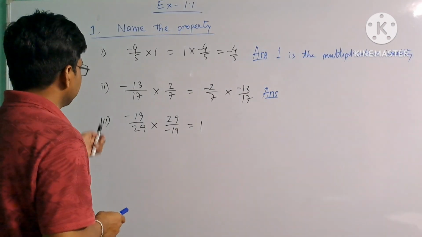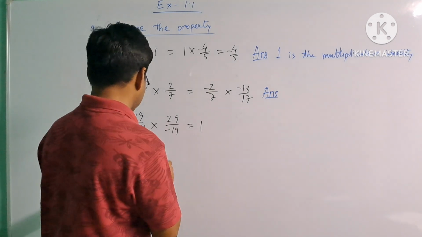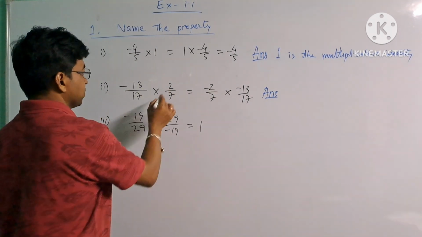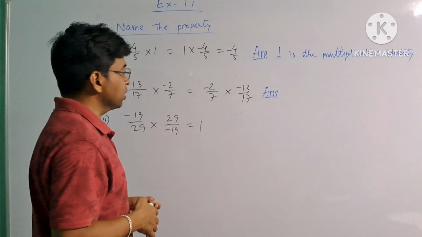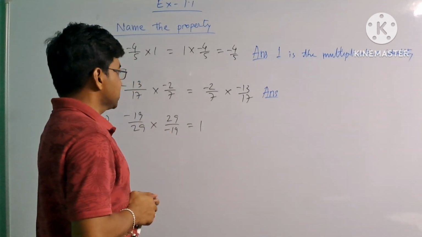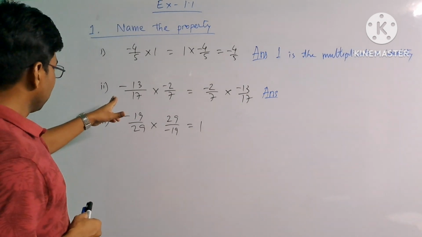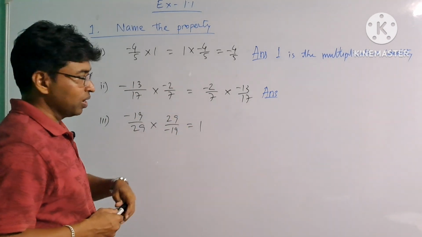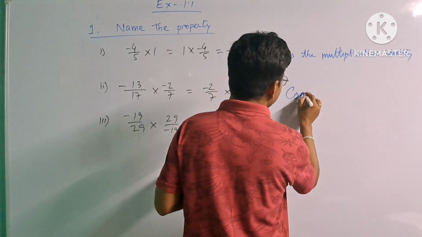In the second question, minus 13 by 17 into minus 2 by 7 equal minus 2 by 7 into minus 13 by 17. In this question, we have already learned A into B equal B into A. It is called commutativity.